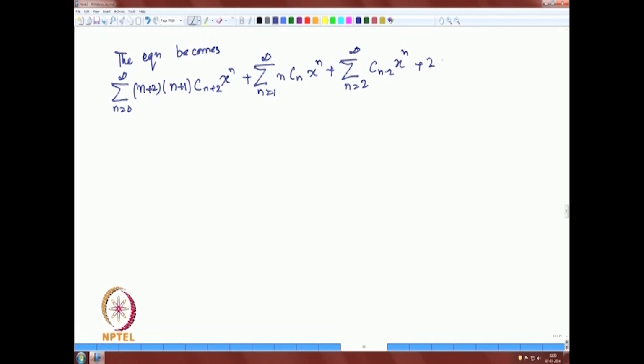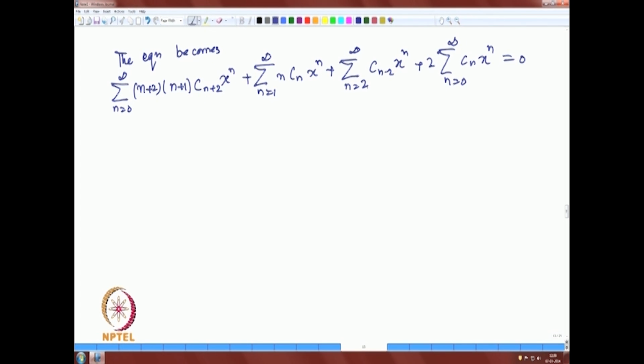plus the last term, 2 times summation n goes from 0 to infinity c_n x^n, is equal to 0. Now we want to make some common range. Since the summations are not uniform, one is starting from 2 to infinity, another one is 1 to infinity, other one is 0 to infinity. The common summation range is 2 to infinity.